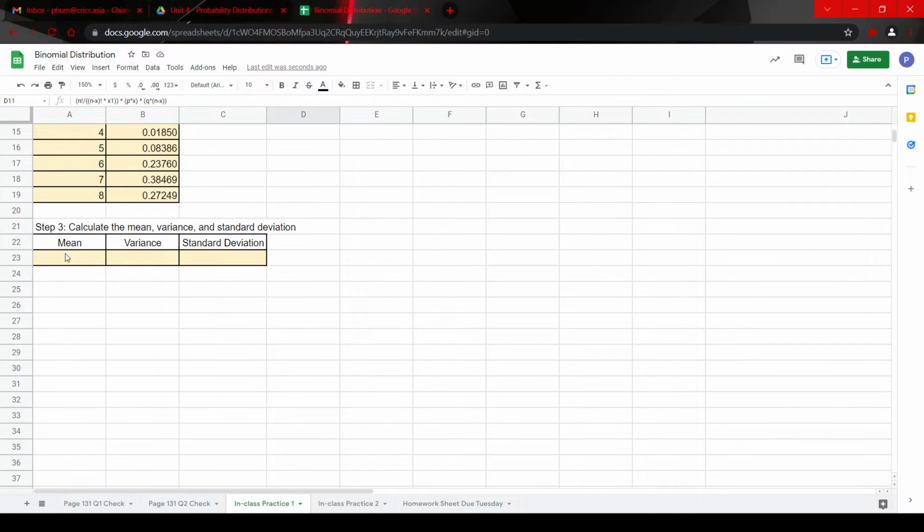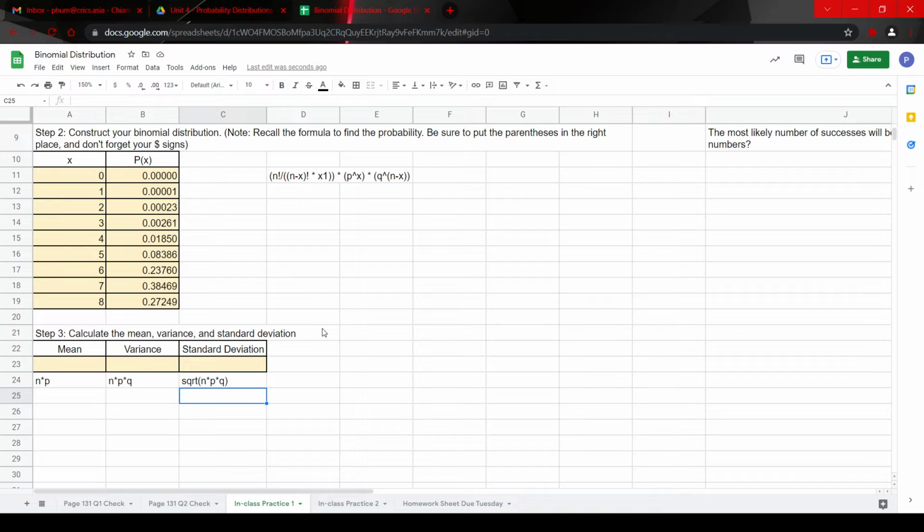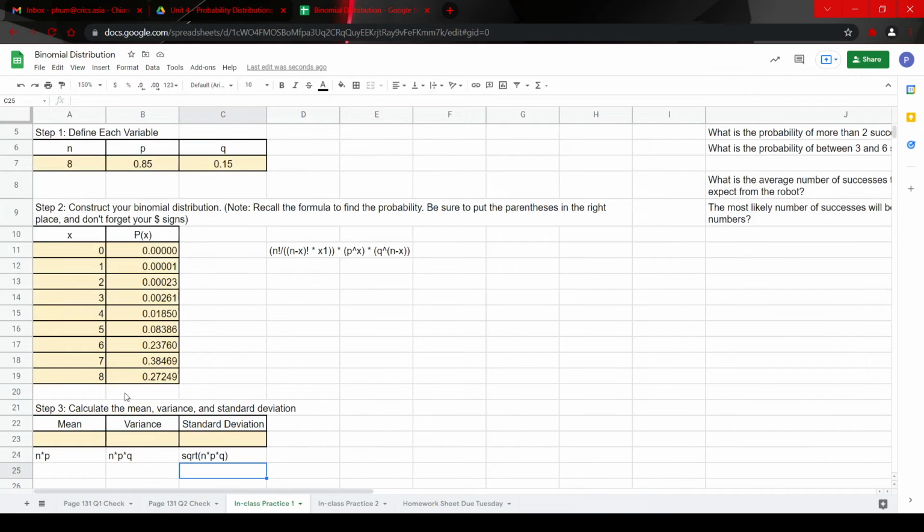So today we also learned about the mean, the variance, and the standard deviation. So the formula for the mean is n times p. The formula for variance, n times p times q. And the formula for standard deviation is the square root of the variance, which is square root of n times p times q. So unlike the probability distribution, for a binomial distribution, the mean, variance, and standard deviation are pretty easy to calculate.